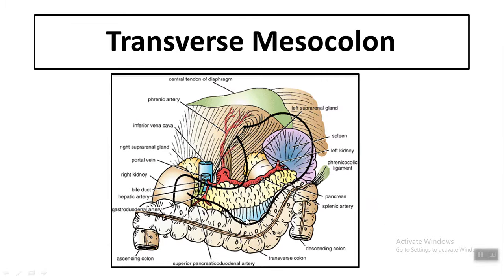What is evident here? This is the transverse colon attached by its transverse mesocolon to the pancreas, to the posterior abdominal wall. And this transverse mesocolon will give freedom for the transverse colon for movement, not like that of the ascending colon and descending colon that are adherent to the posterior abdominal wall. The transverse colon has some degree of movement, not like that of the ascending and descending colon.